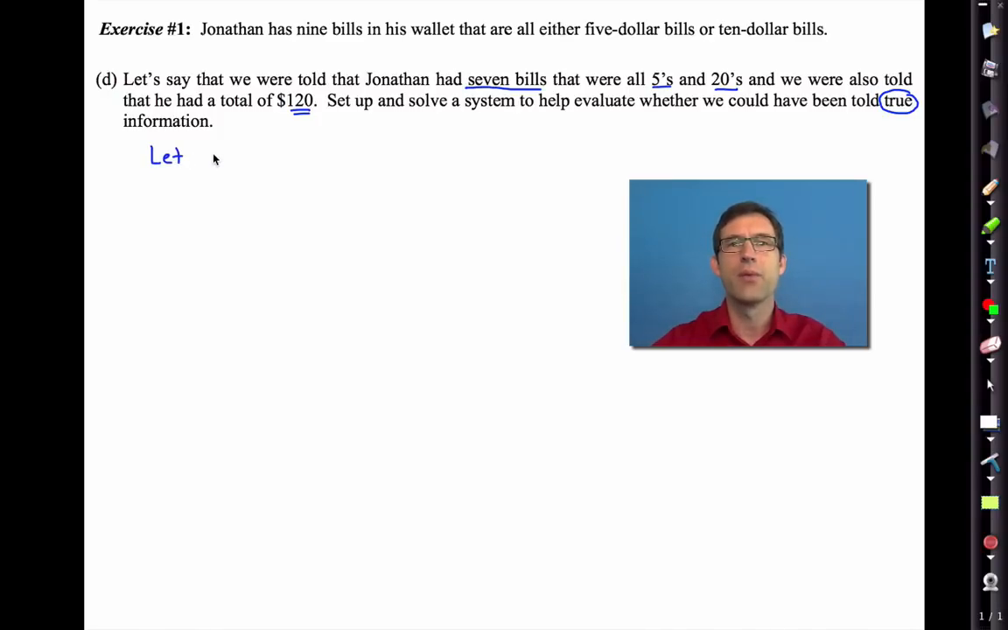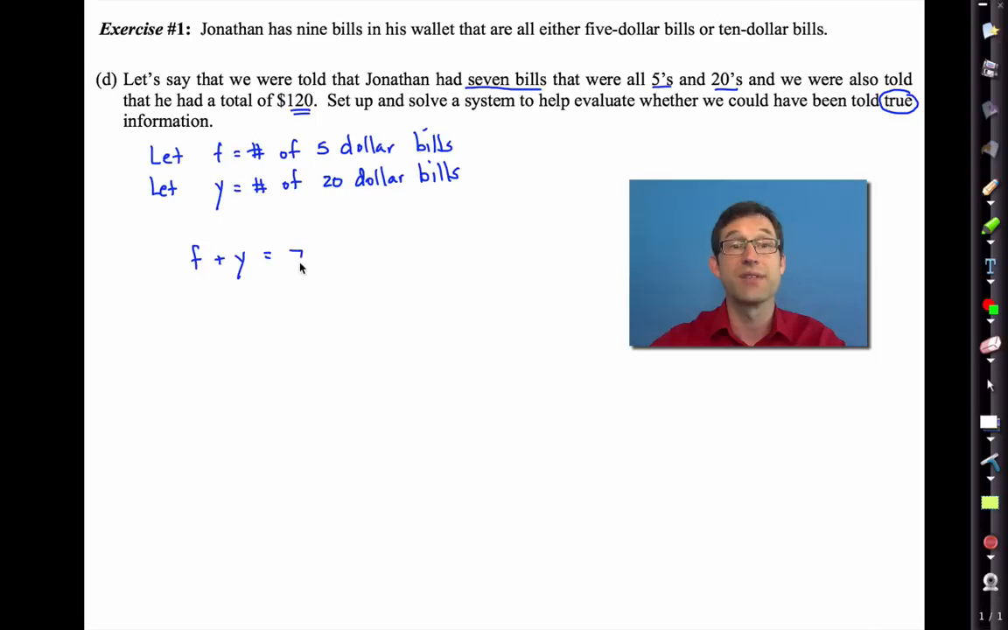Let's let f be equal to the number of 5 bills. Let's let y be equal to the number of $20 bills. You could use t again, but I'm going with y. So the fact that he's got 7 bills allows us to model that piece of information by saying f plus y is equal to 7. So the number of 5s plus the number of 20s is equal to 7. That's this piece of information.